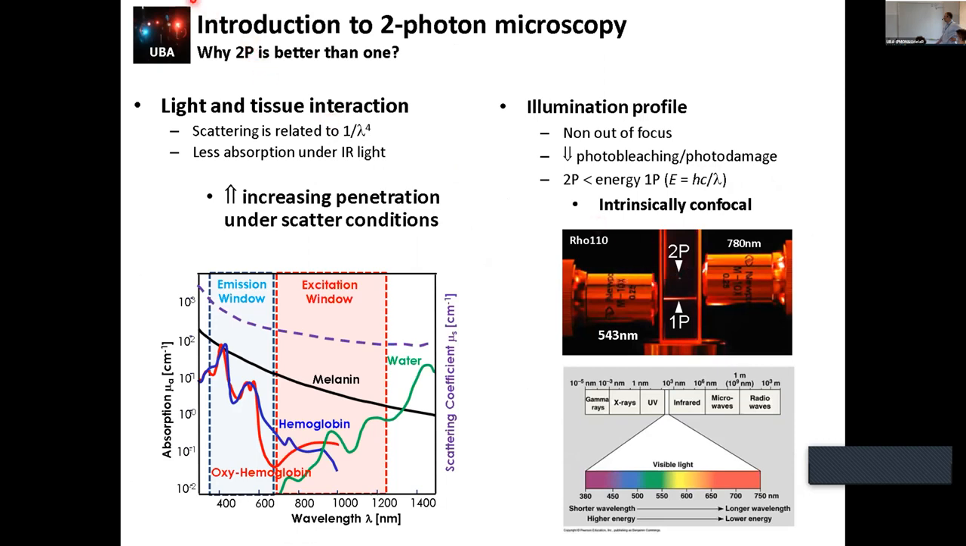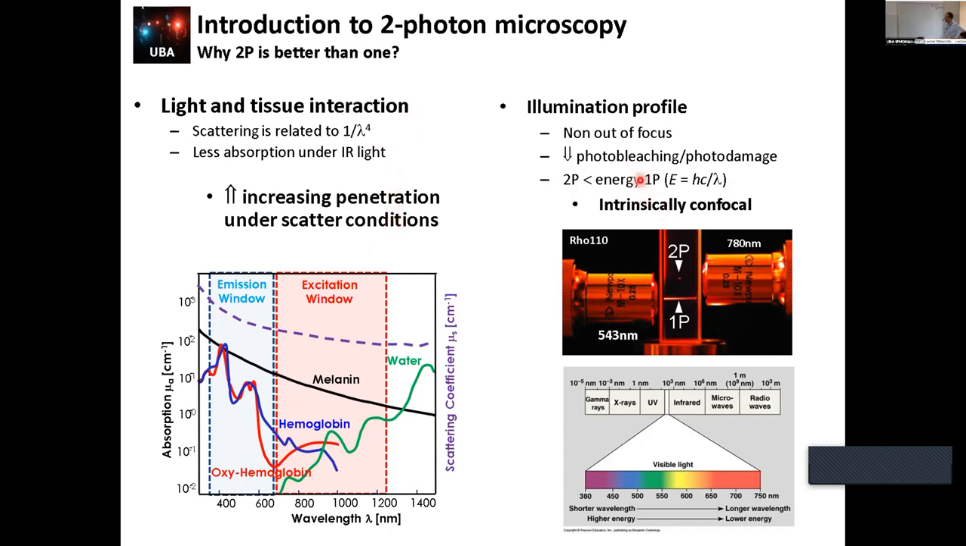And why is it cool, and why can we compare two photon with one photon? Well, the first thing is we can penetrate more in the tissue. And why can we penetrate more? Well, the first reason is because scattering depends on the inverse of the fourth power of the wavelength. And you can see here the scattering coefficient going down as the excitation wavelength goes higher. I want to make a point here: this is a logarithmic scale, so it's really changing a lot. And also, there is less absorption in the infrared region because hemoglobin and water do not absorb too much light in this window. So basically, the reasons why we can penetrate more are these two.